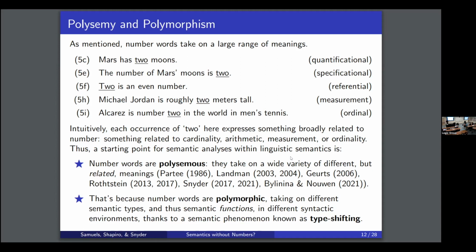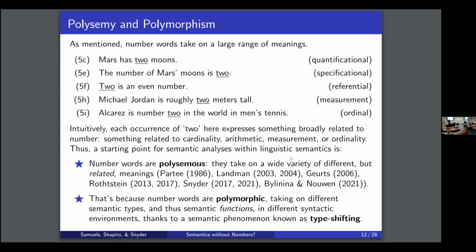So to say that an expression is polymorphic just means that it can take on different semantic types and also different syntactic categories, potentially lexical categories, based on a phenomenon that's known as type shifting. As the name suggests, that's just a way of shifting the semantic type of an expression. And since the semantic function of an expression is determined by its semantic type, type shifting is also a way of getting expressions to perform different semantic functions in different syntactic environments.